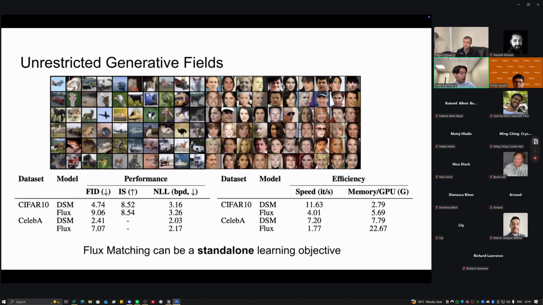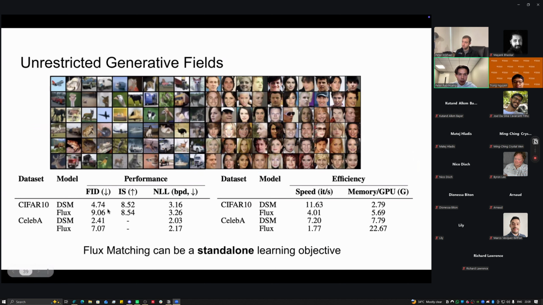Yeah, we can also use flux matching as a standalone generative learning objective as well. So here we just applied flux matching to 2 different image data sets, CIFAR10 and CelebA. And we show that flux matching performs pretty well on these data sets for FID.